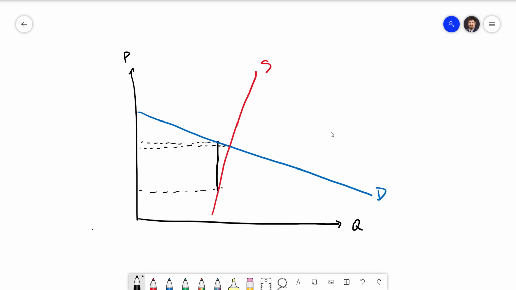That's it for now on taxes. Once we learn about welfare economics later on, we will come back to this and talk a little bit more about the effects of taxes.